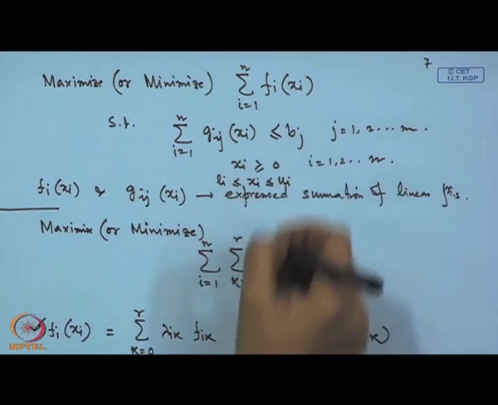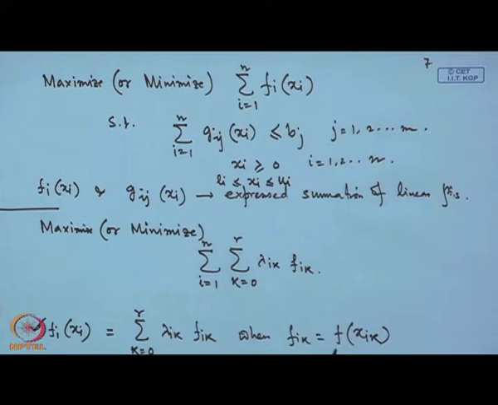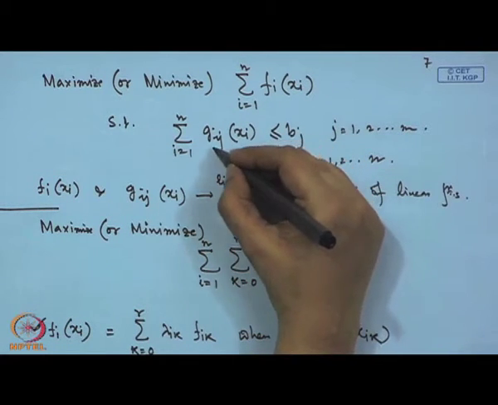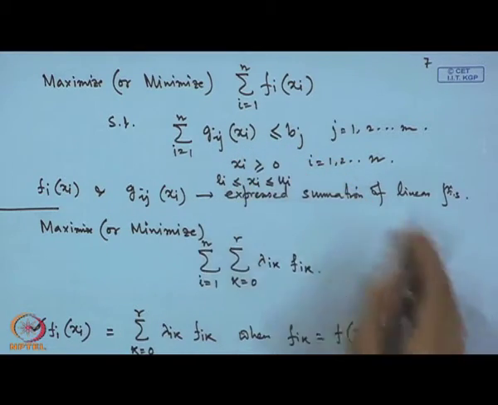Now, this is about the objective function. Let me come to the constraints, that is, how I will express g_ij(x_i) as linear functions in the next.